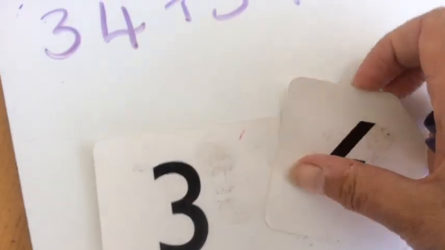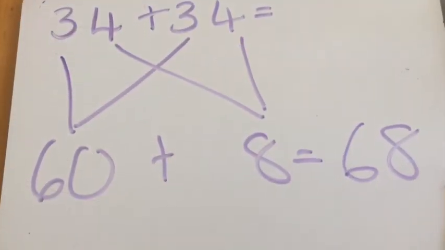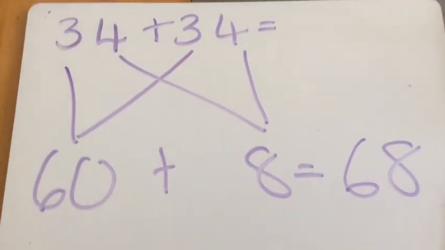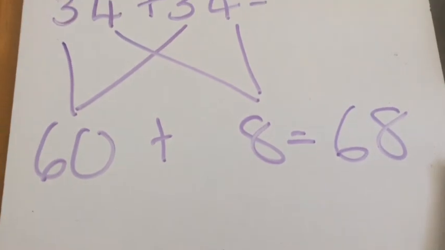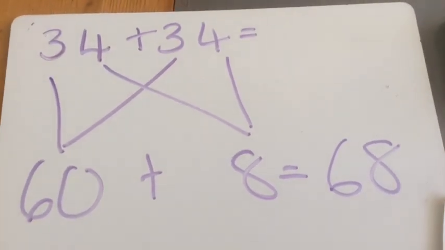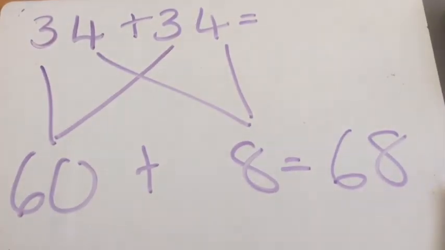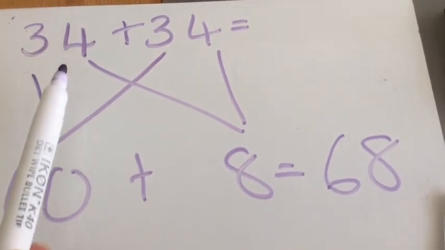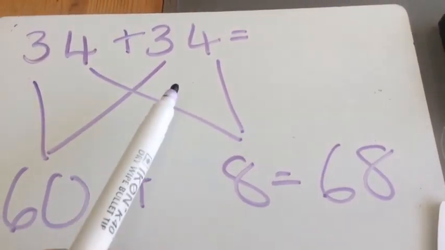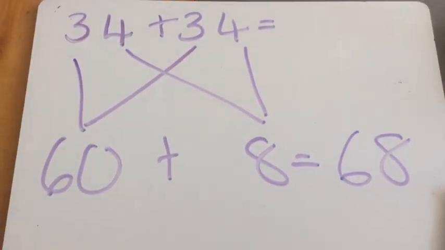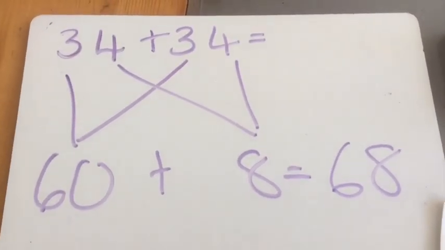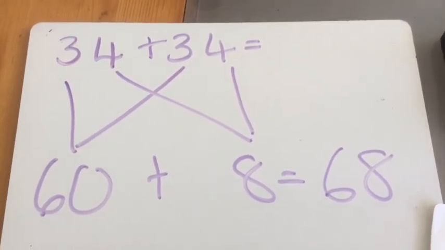Starting by partitioning the 34. So we can do double 30 and then double 4. Ta-da! Now some of you might be doing this in your head by now and you might not need pencil and paper really, but it just helps me to see what's going on in your head and that you really understand. Perhaps you said in your head 30 and 30 is 60, 4 and 4 is 8, that's 68. Well done if you can do it like that already, but don't worry if you can't. Practice makes perfect.